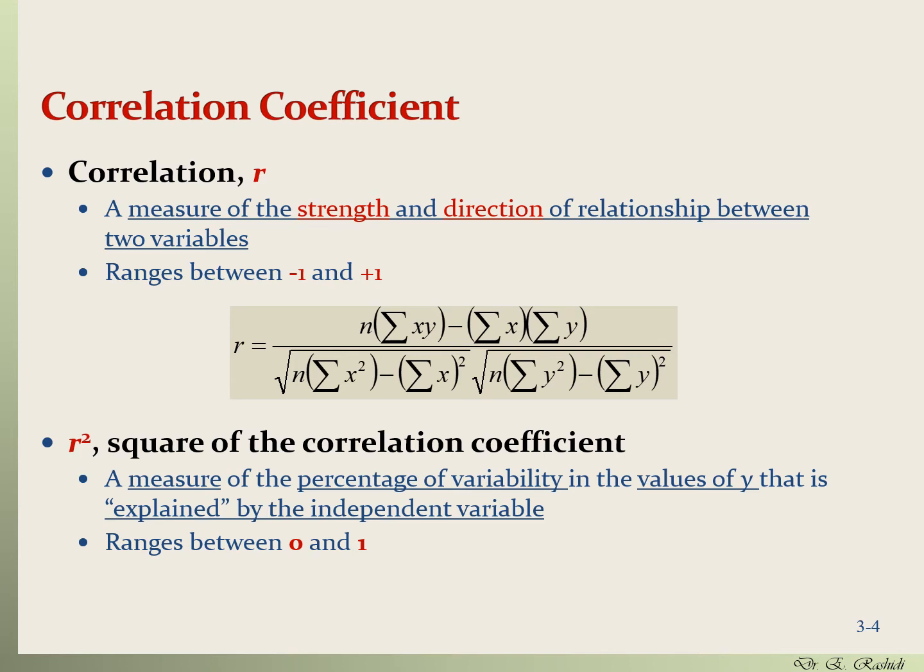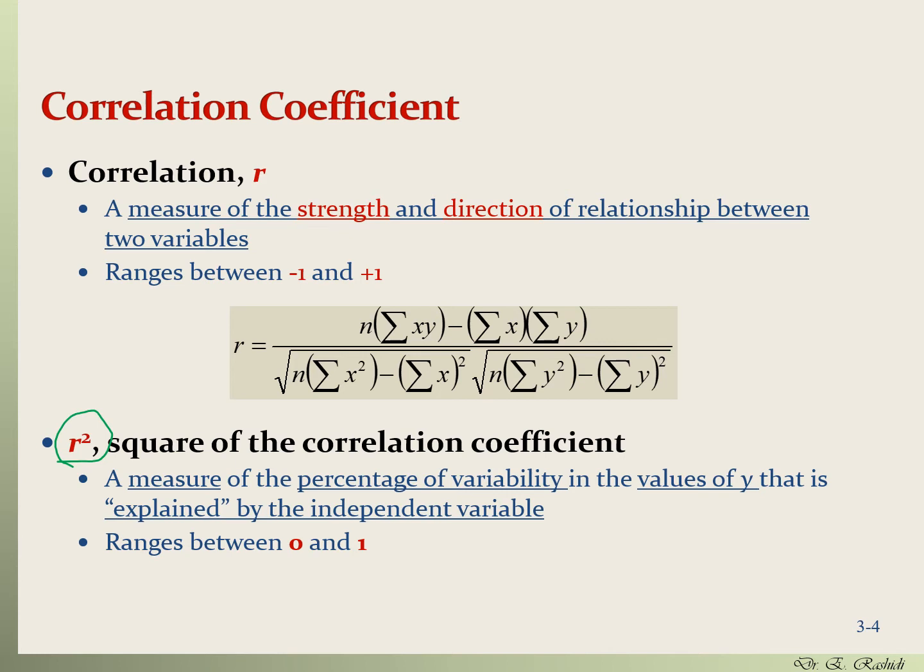Now, let's talk about R square. R square, small r, R square is the square of the correlation coefficient. It's a measure of the percentage of variability in the values of y, the dependent variable, that can be explained by the independent variable changes.